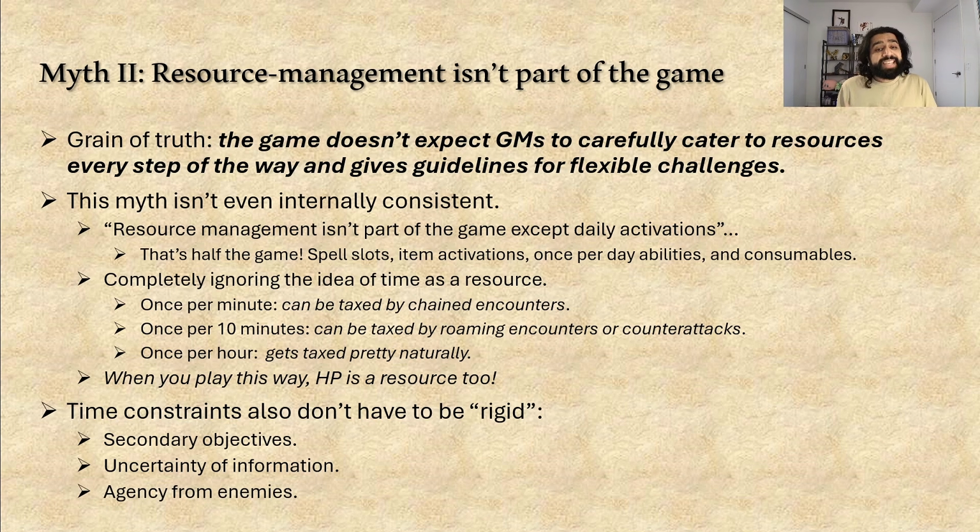And finally, there's agency from enemies. If you looked at the examples of time as a resource for the 1 minute and 10 minute durations that I gave, all of these just involve enemies acting in a natural way that makes sense for them. Chaining encounters together, roaming encounters that interfere with rest, or planned counterattacks that prevent the party from getting a chance to rest.